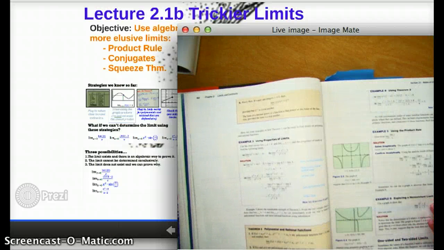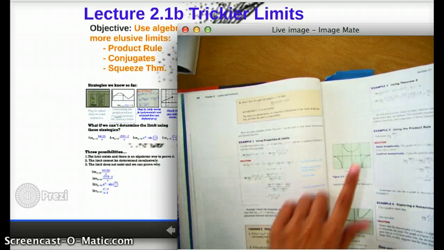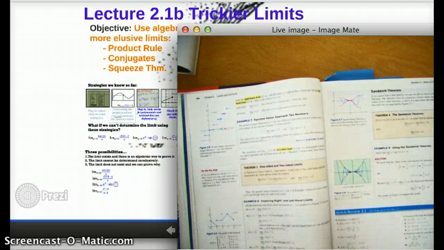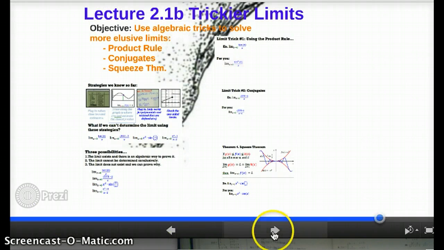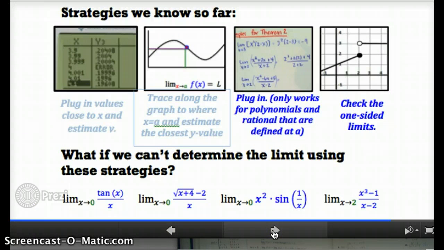In this video, I'm going to be doing examples 5 and 6 and 9. And it's worth having your textbook out, so take a moment to grab that if you don't already have it out. Let's get started. So far, we know a total of 4 strategies for finding the limit.